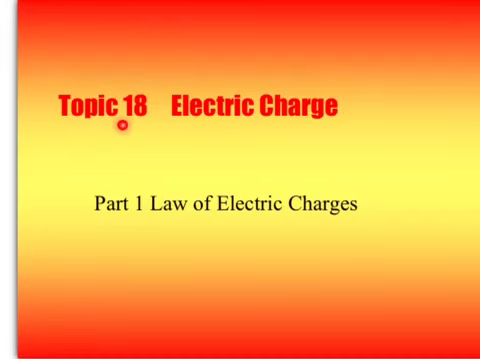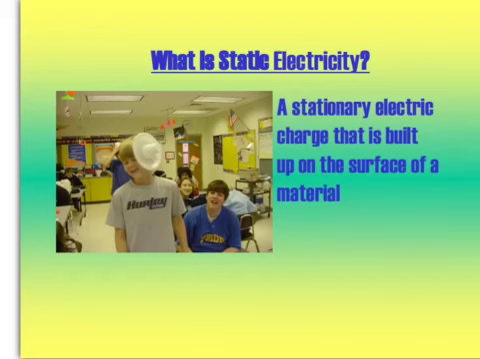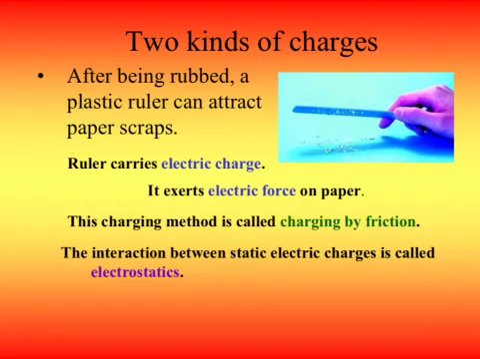Topic 18, Electric Charge. Part 1, Law of Electric Charges. A stationary electric charge that is built up on the surface of a material is called static electricity. Two kinds of charges, positive and negative.